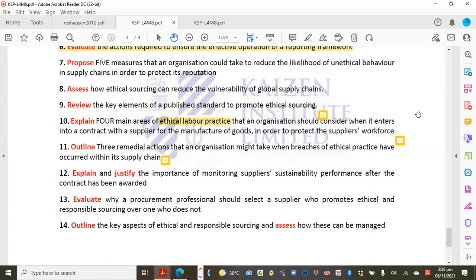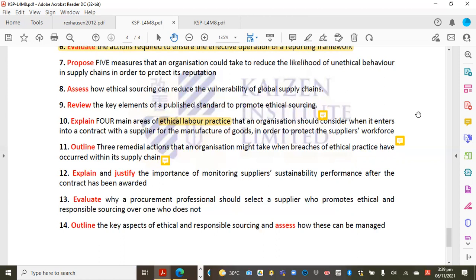Okay, so question 13. Evaluate why a procurement professional should select a supplier who promotes ethical and responsible sourcing over one who does not. Evaluate, the word evaluate, it's more like compare.